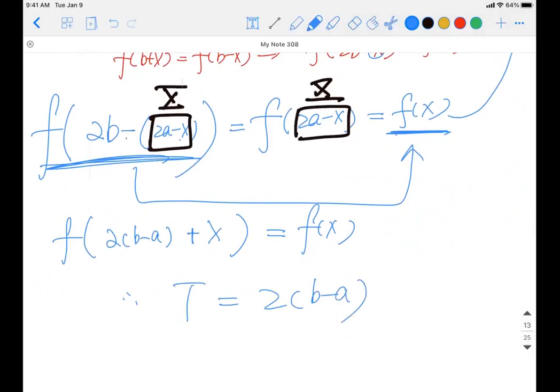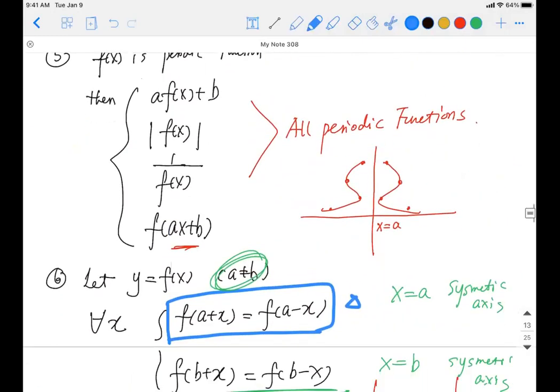Let's say b is greater than a, otherwise you want to take an absolute value. So far, so good? This is the way you determine the period of a given periodicity. This is understandable, right?